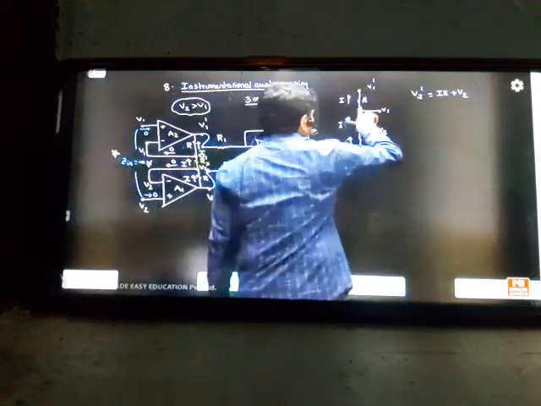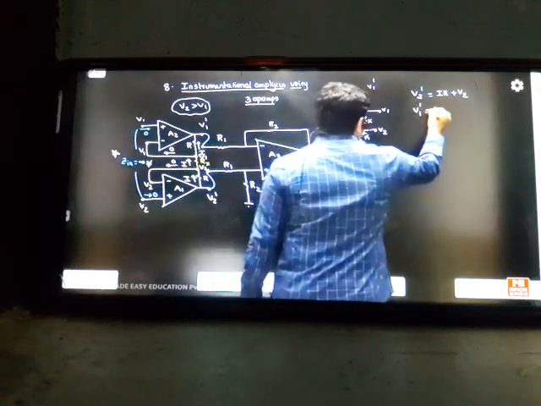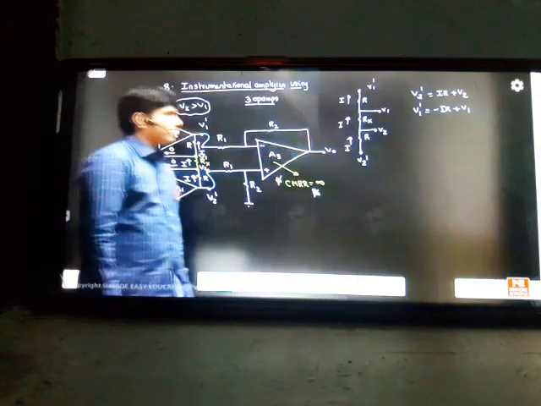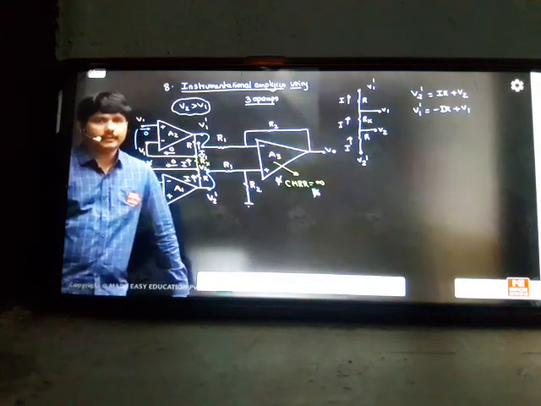And what is V1 dash? V1 dash means current is going towards that side. So V1 dash will be minus IR, because current is going towards that side, plus V1 will be the answer. So these are my 2 voltages in the class, V2 dash and V1 dash.